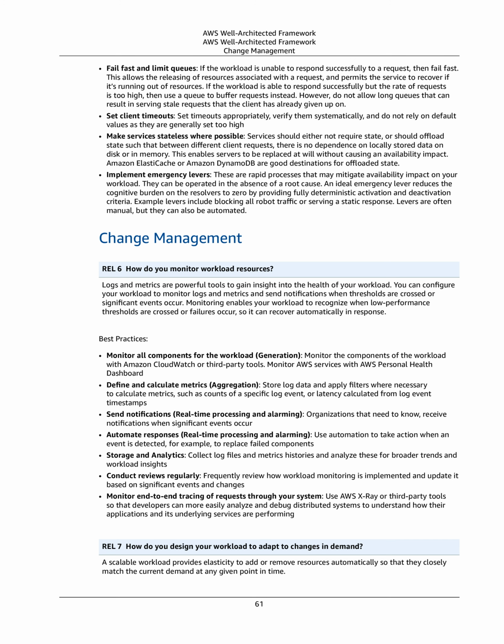Implement emergency levers. These are rapid processes that may mitigate availability impact on your workload. They can be operated in the absence of a root cause. An ideal emergency lever reduces the cognitive burden on the resolvers to zero by providing fully deterministic activation and deactivation criteria. Example levers include blocking all robot traffic or serving a static response. Levers are often manual, but they can also be automated.